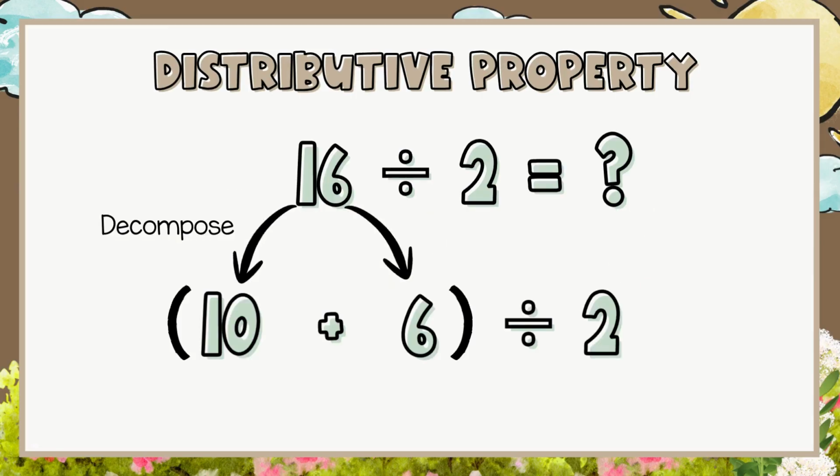First, you'd have to decompose the number 16. Decompose means to break the number up into smaller add-ins that you may be familiar with. I'm familiar with 10 and 6. So I have decomposed the number 16 and I got 10 plus 6. However, I still have to bring down my 2, so I put divided by 2 outside my parentheses.